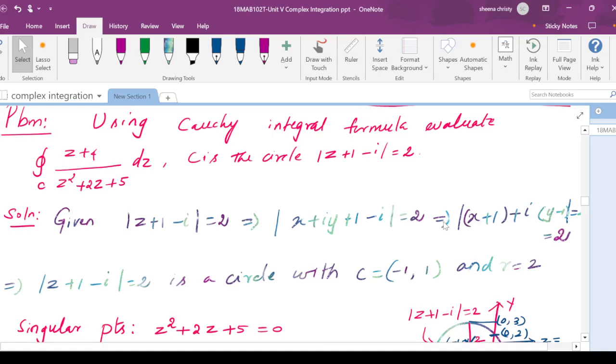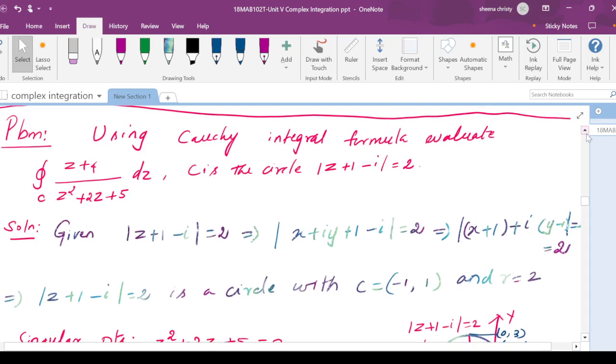Welcome to the session of Cauchy's integral formula evaluation. Consider this problem. Using Cauchy's integral formula, evaluate the integral over the contour C of (z + 4)/(z² + 2z + 5) dz, where C is the circle |z + 1 - i| = 2.